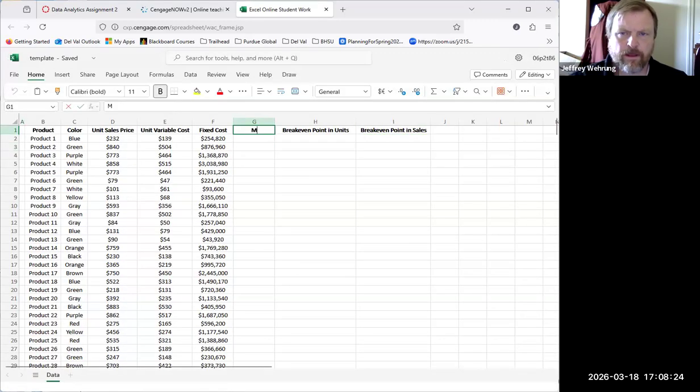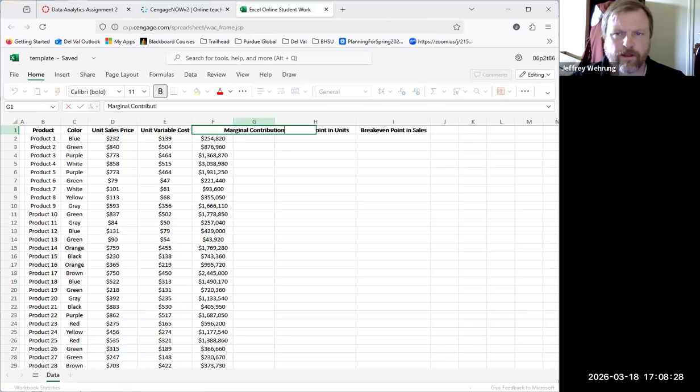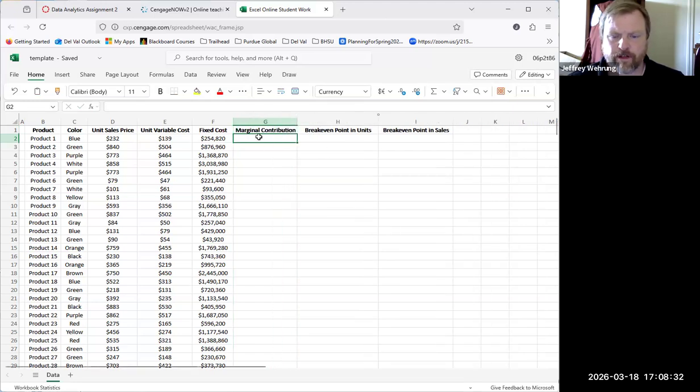Marginal contribution. So we'll add the marginal contribution column, right? And so marginal contribution is going to be our unit selling price minus our unit variable cost. So we remember the marginal contribution is how much every unit we sell contributes, first of all, to meeting our fixed costs to get us to break-even point, and then past our break-even point, how much it contributes to our net income or profit for the company, right?